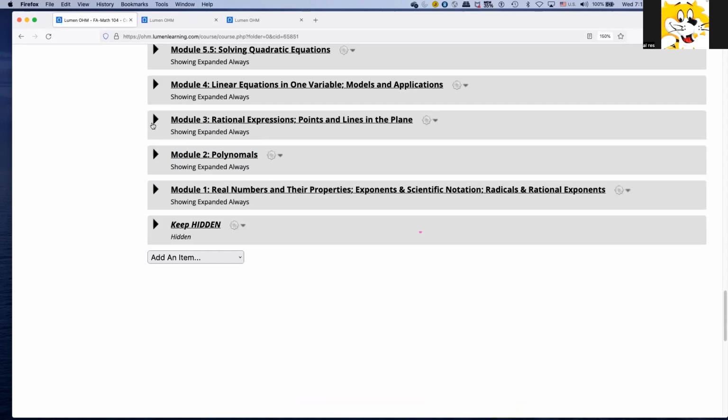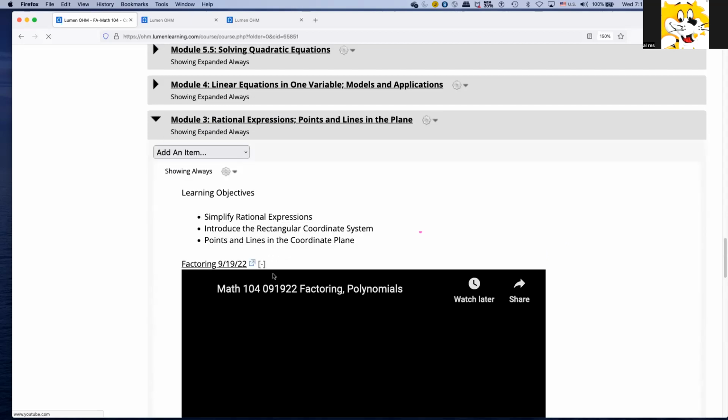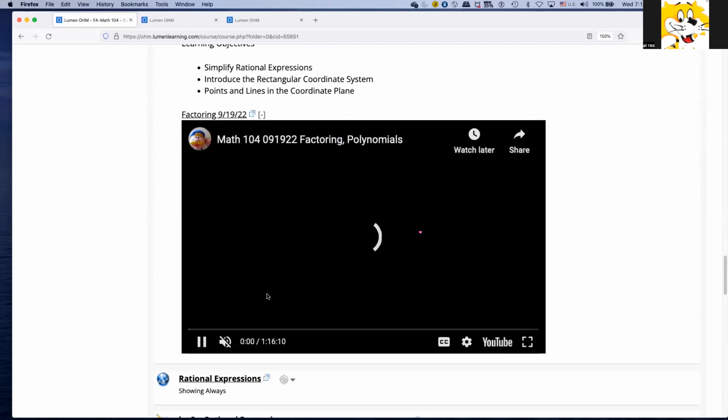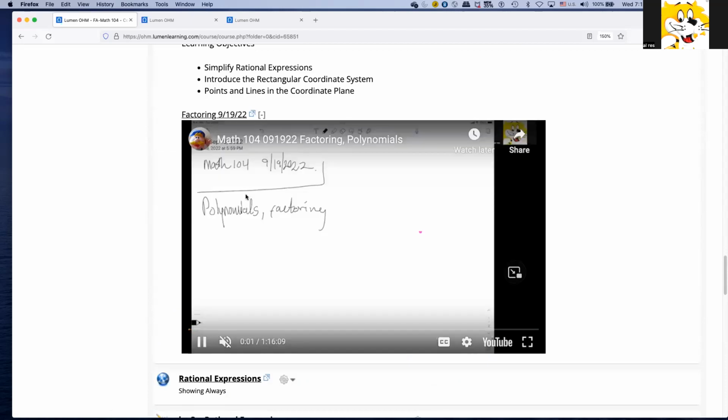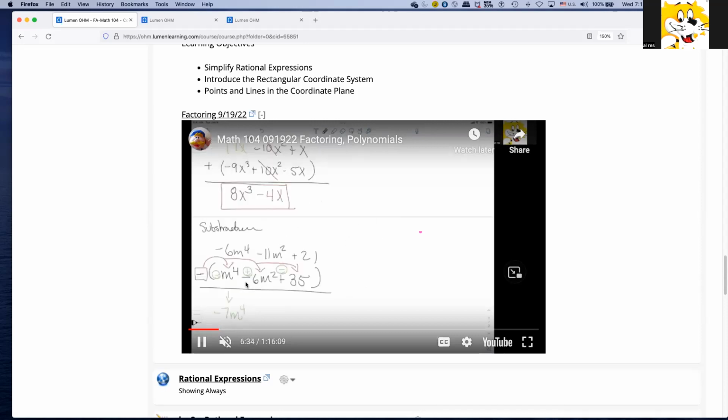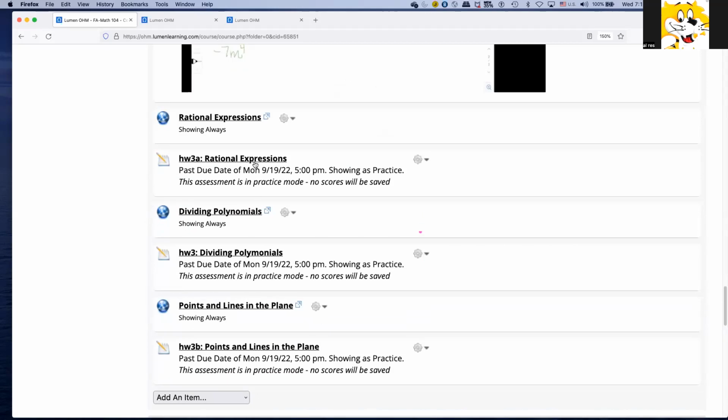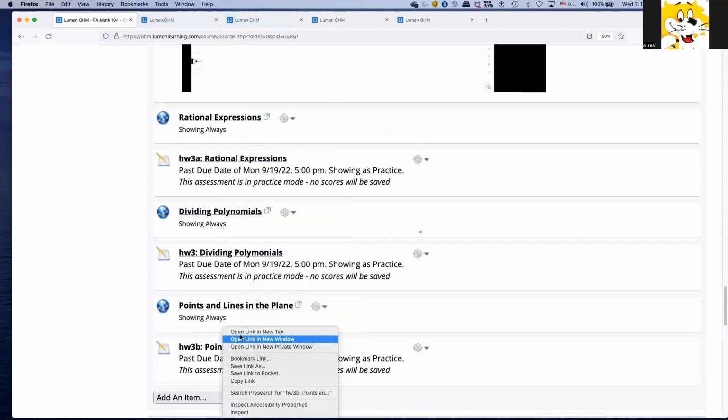Module 3, rational expressions. Open the video up. Hit play. And then I tell you, what are we going to be going over today? Polynomials and factoring, boom. And then it shows you what I did with the polynomials, more subtraction, more multiplication, more division. Then we do factoring. And then you open again the homeworks. So you open homework 3, homework 3A, homework 3B.